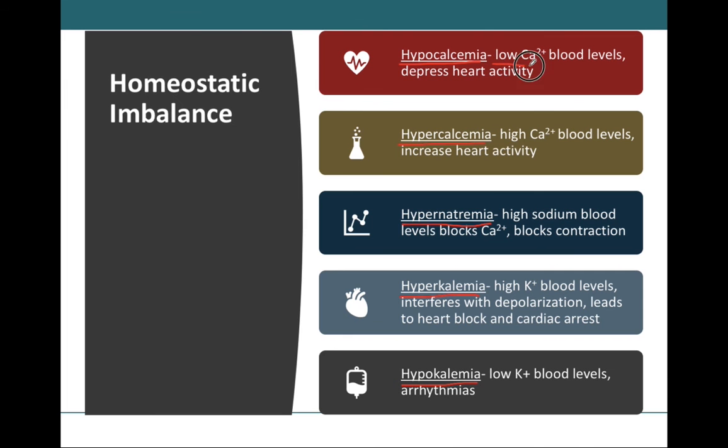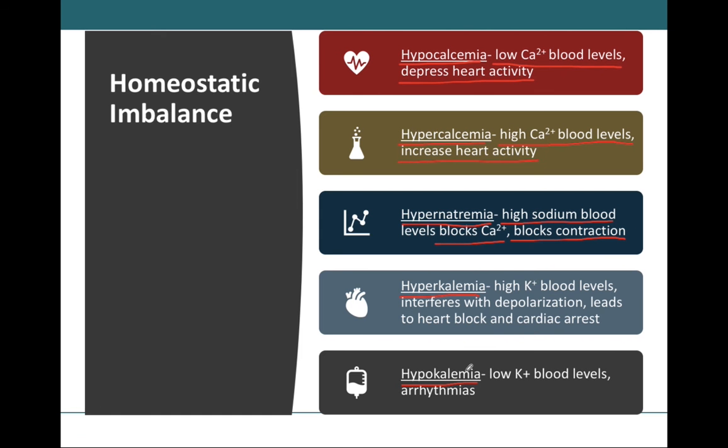Hypocalcemia refers to low levels of calcium in the blood. Since calcium is necessary for the cardiac action potential, the lower the calcium levels, the lower the heart activity will be. And the exact opposite is with hypercalcemia. Hypercalcemia refers to increased calcium levels in the blood, and that is going to increase heart activity as well. Each of these two conditions will have an opposite response from each other. Hypernatremia refers to increased blood levels of sodium. Hypernatremia will prevent contraction by the blockage of calcium.